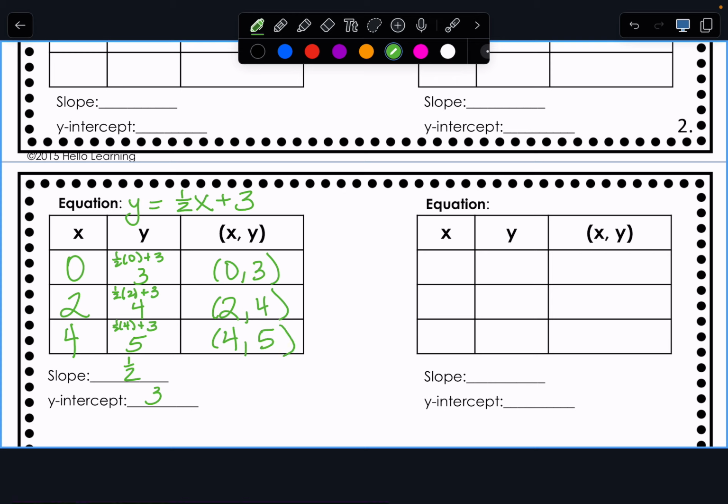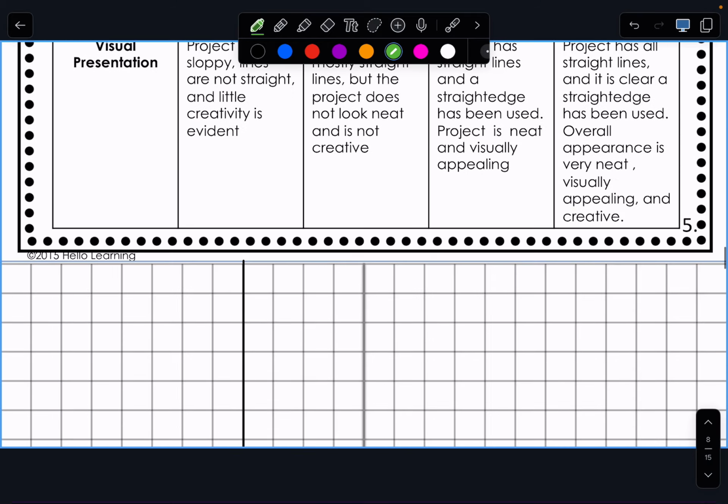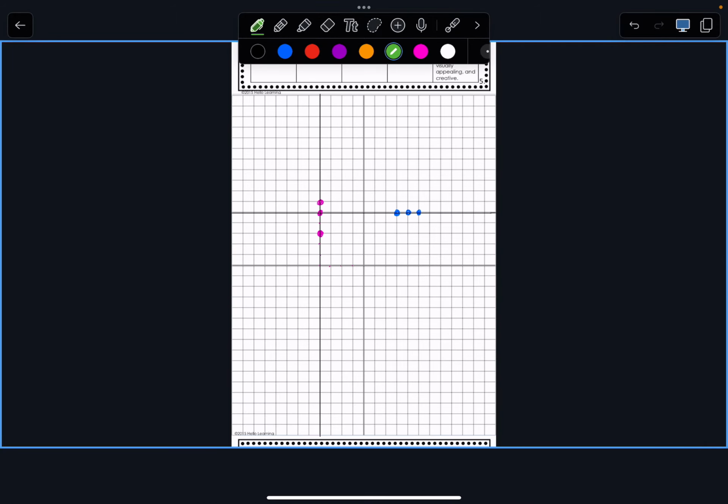Okay. You can do the math, or you can plot the point and do rise over run and then record the points on your chart. I don't really care. Okay? But I need that chart to be filled out. Okay? So we have (0, 3), (2, 4), and (4, 5).